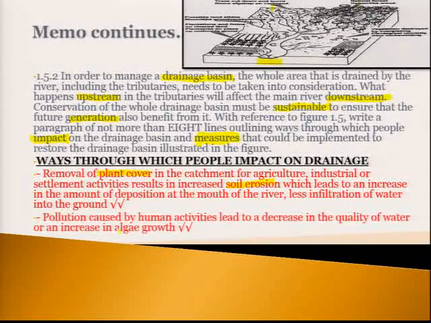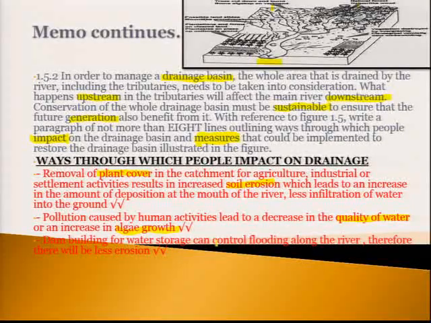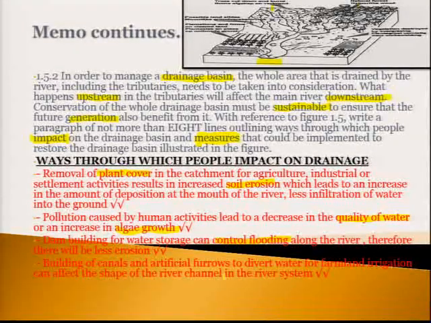The second answer, pollution caused by human activities leads to a decrease in the quality of water of the drainage area, or they will start to have the growth of algae, also 2 marks. The third one, dam building for water storage can have a positive effect of controlling floods along the river. Therefore, there will be less erosion in the area. Then, building of canals and artificial furrows to divert water for farmland irrigation can affect the shape of the river and also the drainage basin.